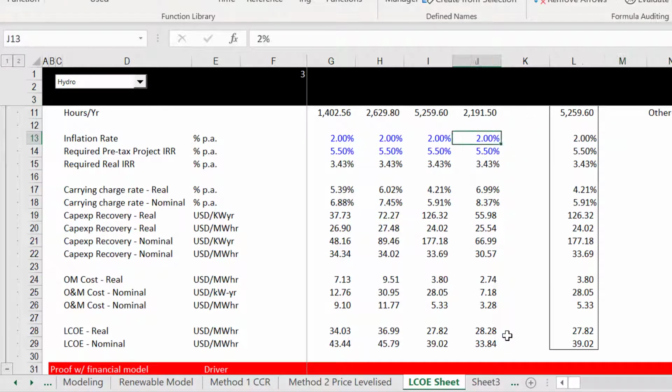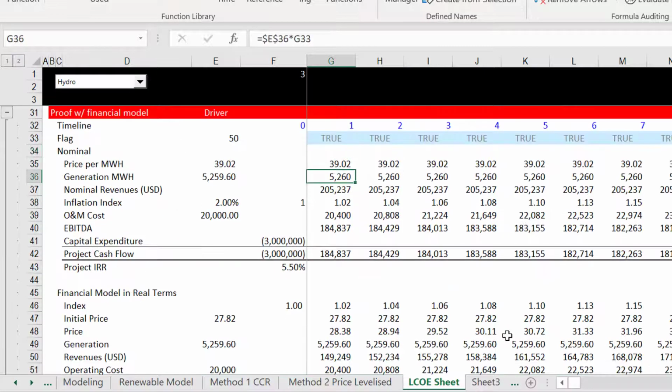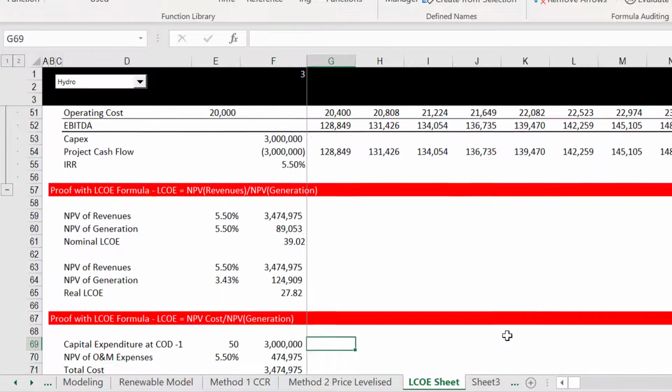You use the real rate instead of the nominal rate. And remember, I'm repeating myself too many times. In your project finance model, this number could come, it's a nominal number that could come from all your IRR targets and everything else. It's kind of an output from the model, and it's pre-tax.